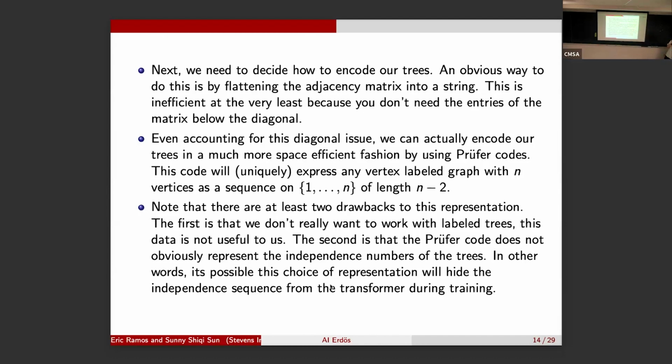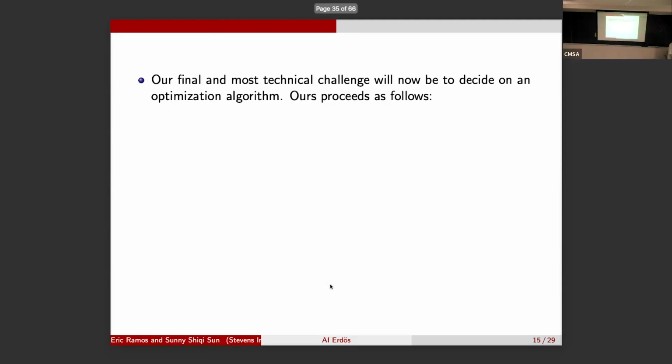The second drawback is that when you just think about the Prüfer code written out, you cannot, from eyesight as far as I can tell, extract the independence number from it. It's not like you take the Prüfer code, do some combinatorial ninjutsu, boom, there's the independence number. It's not obvious how one goes from Prüfer code to independence number, aside from going Prüfer code to adjacency matrix to independence number. So that extra step might be hiding things from the transformer. It turns out it doesn't, again, interestingly. All right, so our final and most technical challenge will now be to decide on an optimization algorithm.